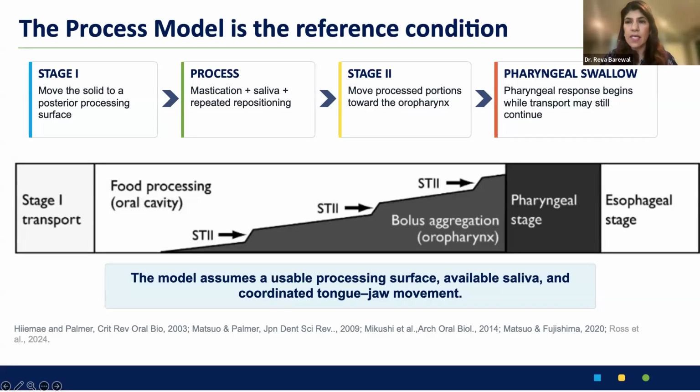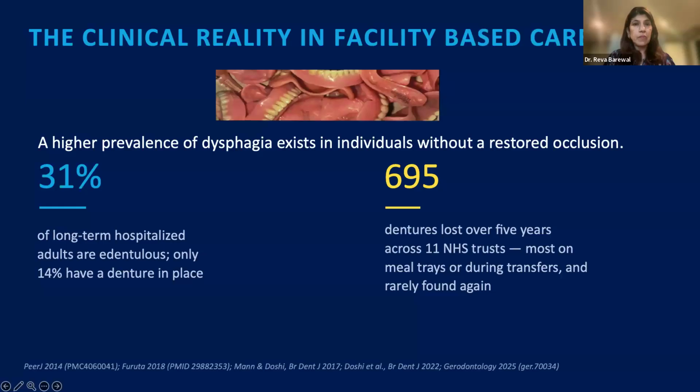So here are the assumptions of the model about the oral environment. It assumes that there's somewhere useful to put the food behind the canines, and there's enough saliva to participate in bolus formation. So the question here is not whether the process model is wrong, because it's not, but what happens when that oral environment changes?